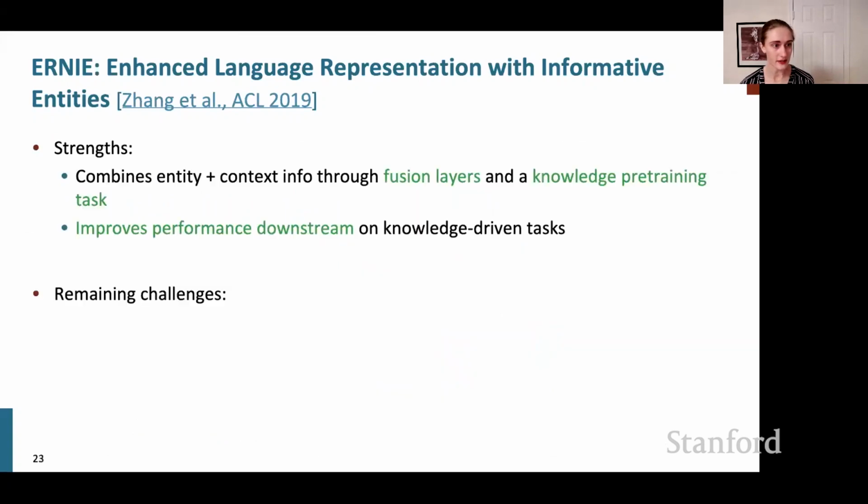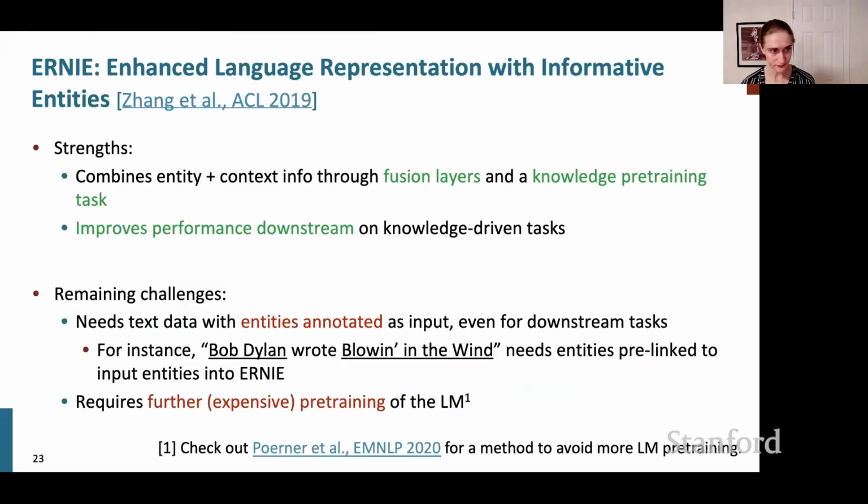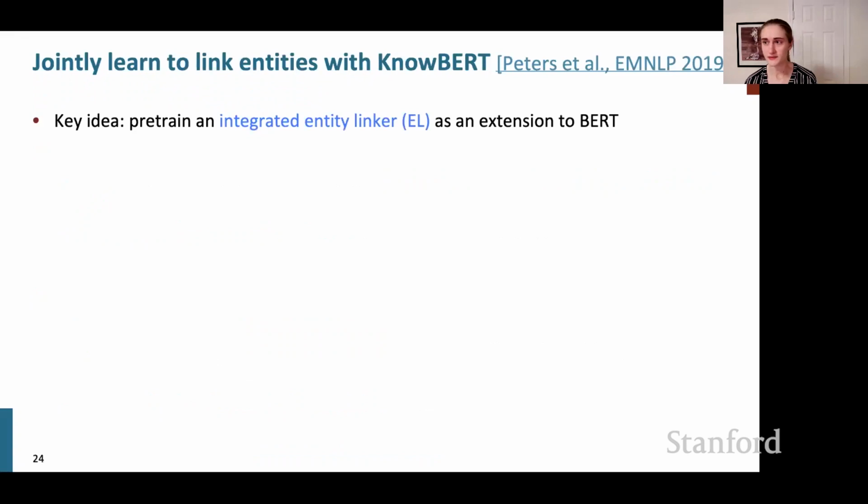Right, so now we're talking about KnowBERT. And this is from the same folks that introduced the ELMo work. The idea here is that they're going to pre-train an integrated entity linker as an extension to BERT. And so their loss function will now be the summation of the next sentence prediction, the masked language model loss, and this entity linking loss. So instead of the knowledge pre-training task from ERNIE, we'll have an entity linking loss.